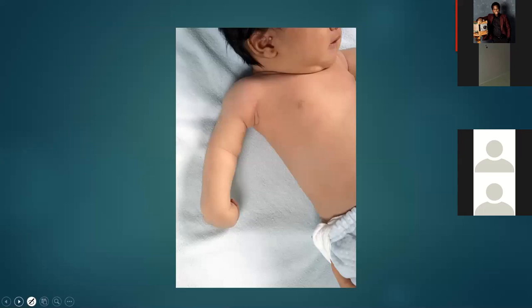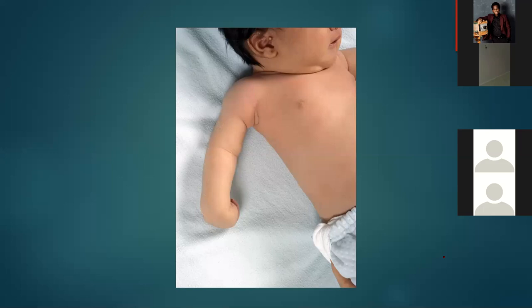So, doctors, we should all be able to also identify this image. This is another birth injury, very common in children. So what is this called, doctor? Anybody remember? Erb's palsy. Yes, this is called Erb's palsy. It is a result of brachial plexus injury. Are you getting me, doctor?